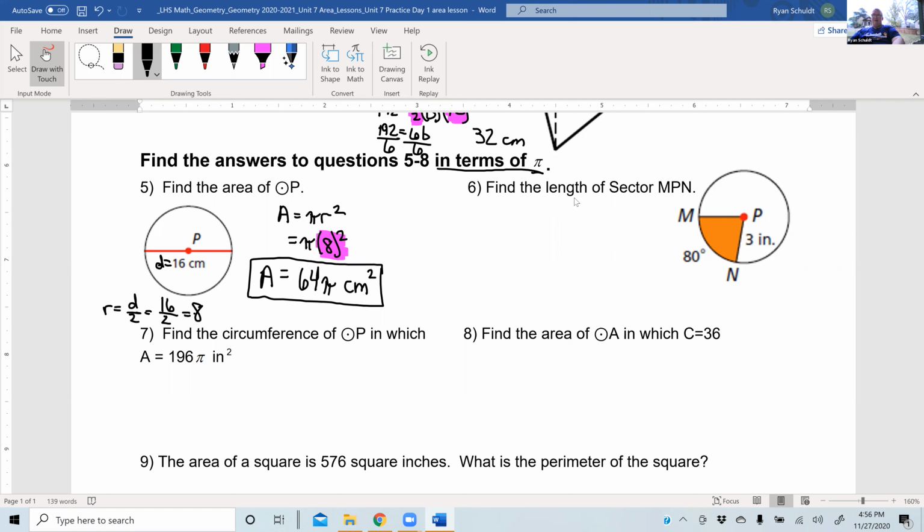Number 6, find the length of sector MPN. Notice it says length, it does not say area. Length. They're trying to trick you here because they're saying sector, wanting you to think, oh, that's the area. No, and they got it shaded. So they're really trying to trick you, but no, length. So length is equal to 2 pi r times m over 360.